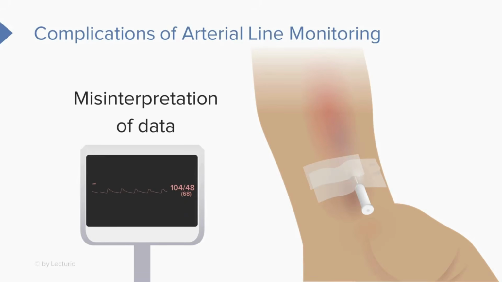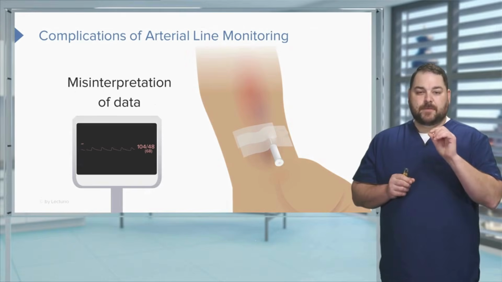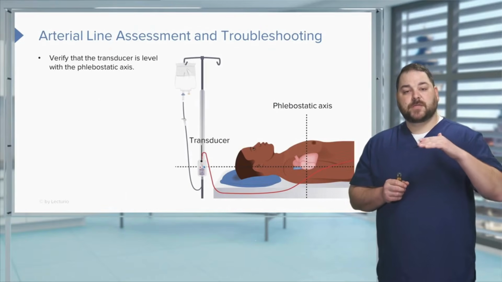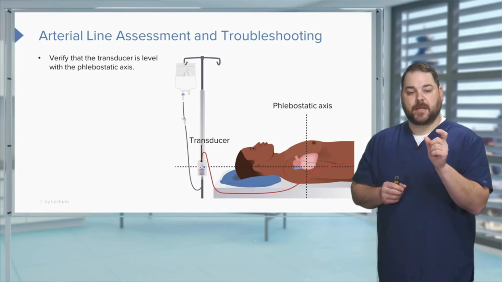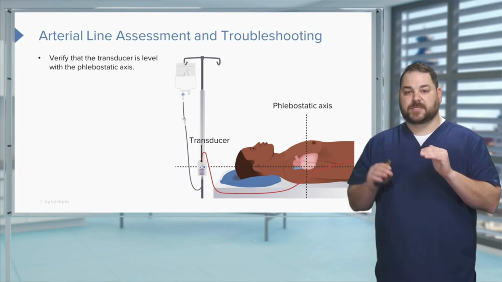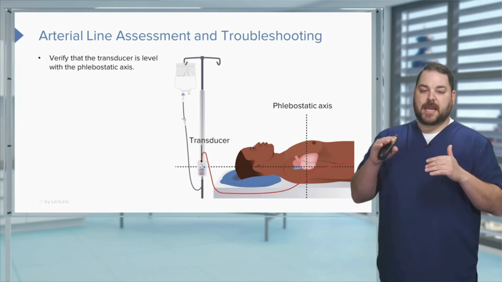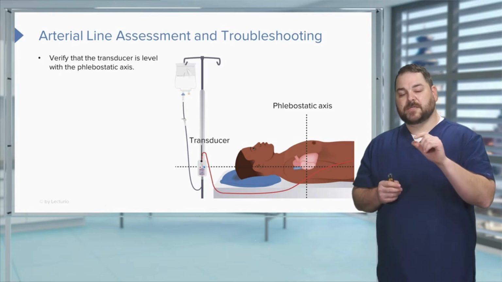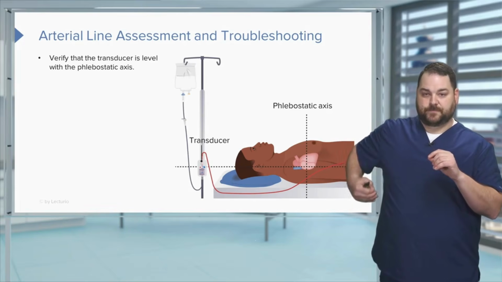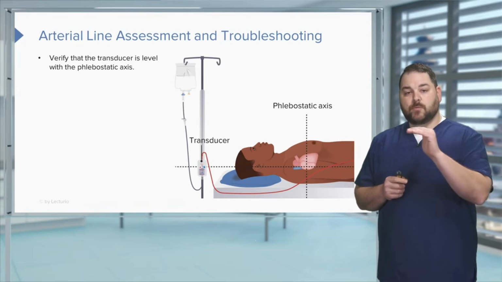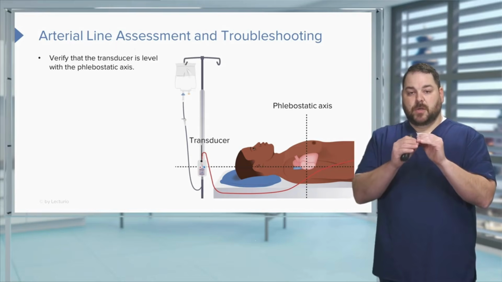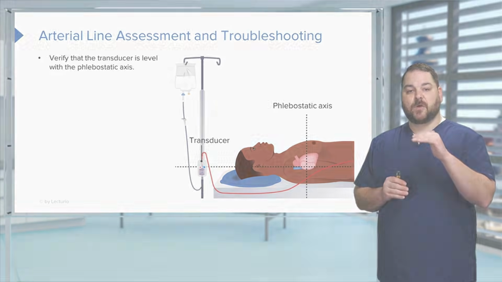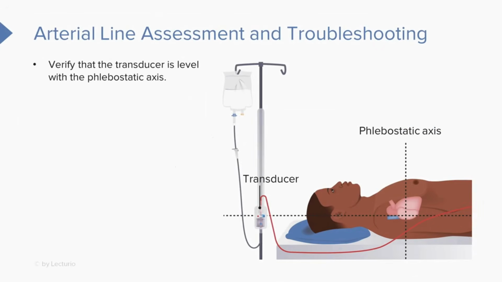So we talked about the misinterpretation of data. Probably the most common cause of that is your transducer. That transducer, which has a stopcock on it, needs to be in line with the phlebostatic axis. The phlebostatic axis is also the right atrium of the heart. It's the 4th intercostal space at the axillary line. So when you're measuring, you're going to get that transducer right in line with the phlebostatic axis of the heart, and that is giving you the most accurate blood pressure.